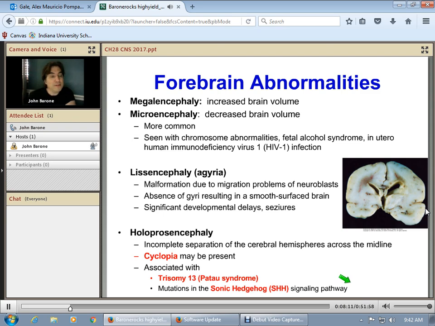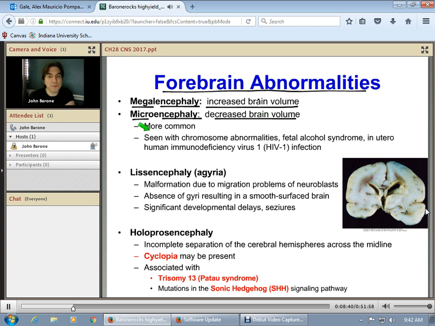All right, now these are less common as compared to neural tube defects, but still important to know. Some forebrain anomalies. Okay, mega means big, encephalopathy, brain, big brain. This is you. You got a big brain. Well, no, but you're just very smart. This is actually an increase in brain volume. This is having really a large brain. What if you have a small brain? That's called microencephaly.